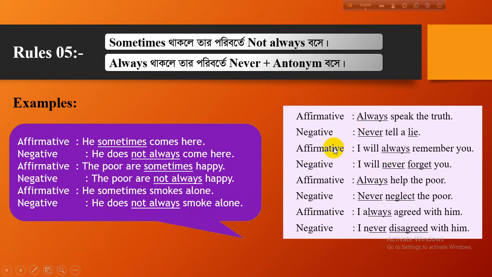So for the second rule, if there is always, instead of it we use never plus antonym. Let's see some examples. So the first one, always speak the truth. So that will be never tell a lie. So instead of always we use never, and instead of truth we use lie.